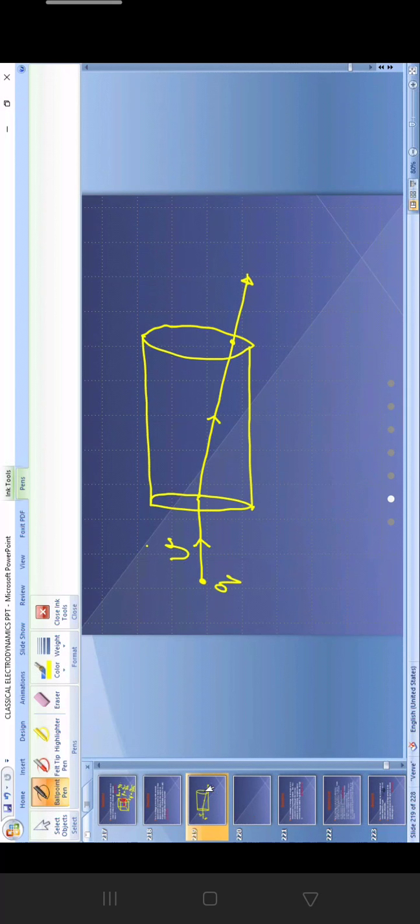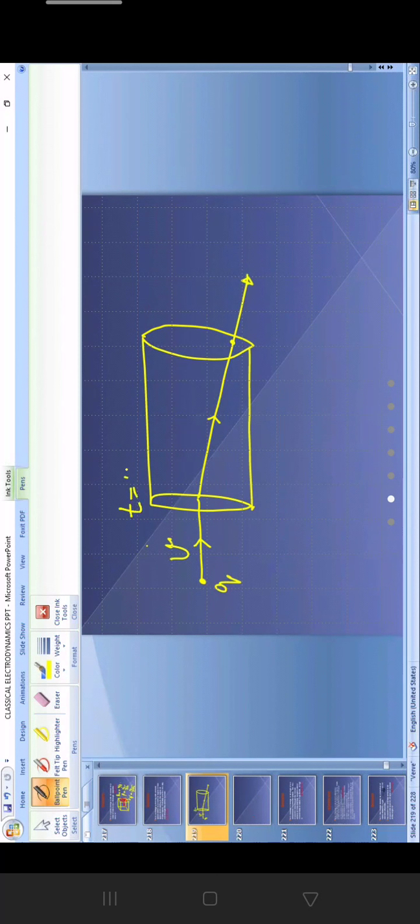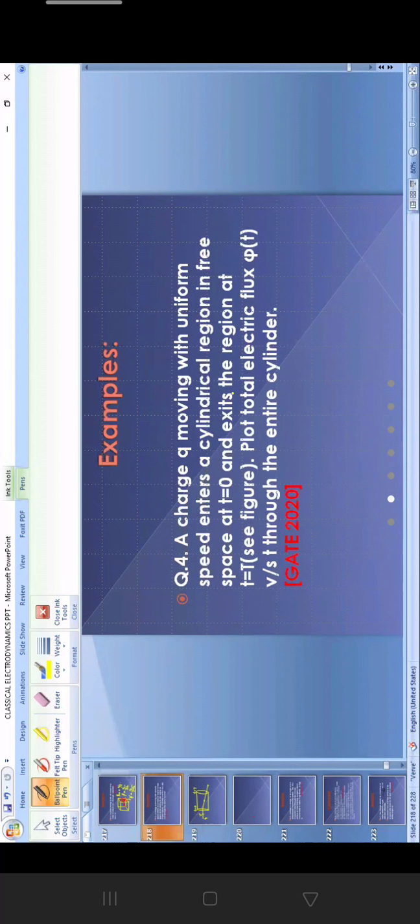Now look, what is the question? A charged tube moving with a uniform speed enters a cylindrical region in free space at t equal to 0 and exits. That means here time is equal to 0 when it enters, and t is equal to capital T when it leaves, when it exits from the cylinder. Okay, t equal to 0 and exits the region at t equal to capital T.